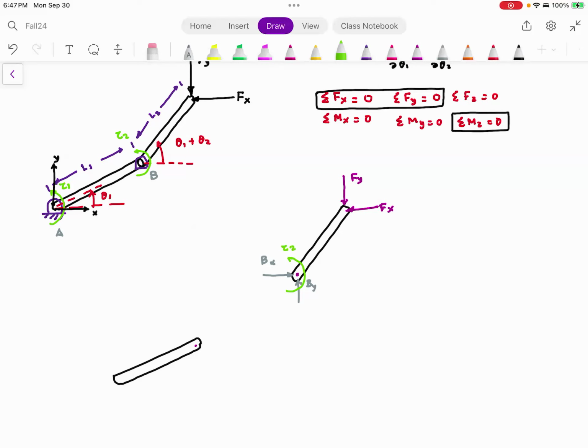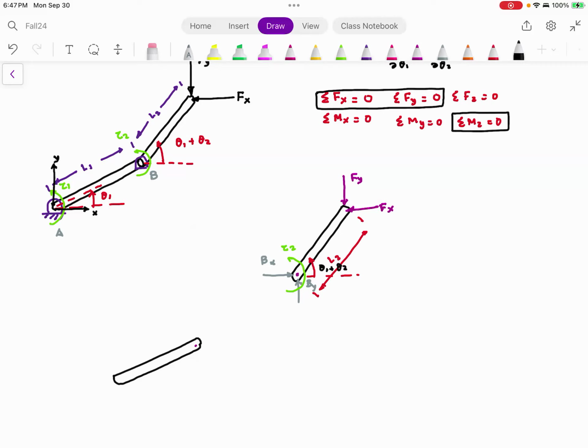So I'm going to draw this tau 2. And this distance is L2. This distance is L2. And this angle is theta 1 plus theta 2. Theta 1 plus theta 2.